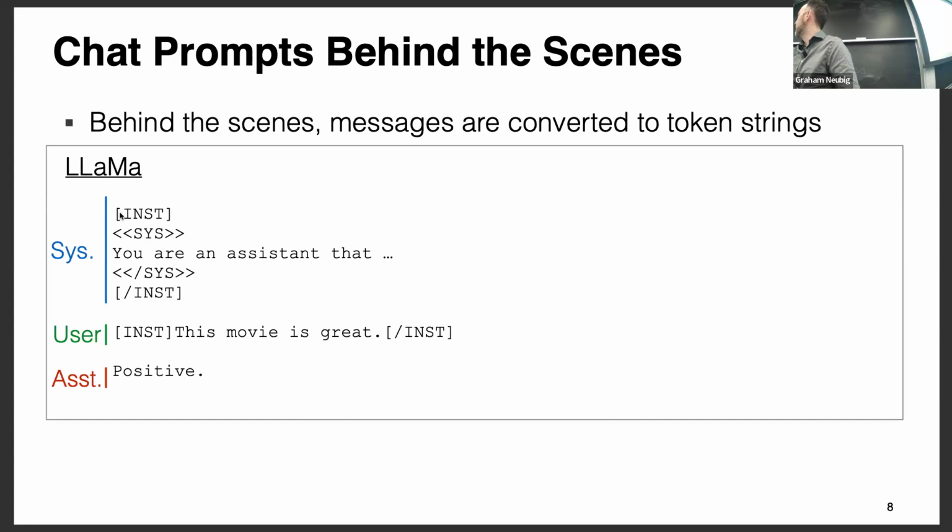Here, this is what the Llama template looks like. Basically you have square bracket INST, and then for the system message, angle bracket SYS, close angle bracket, and then the actual system message. Then you have this closing out the system message, and this closing out the instruction. The user message is surrounded by INST, and then the assistant is just a regular string. So this is the actual textual string that's fed into Llama chat models.